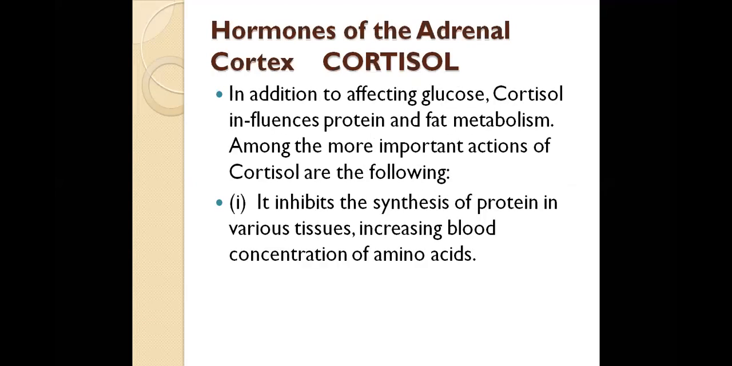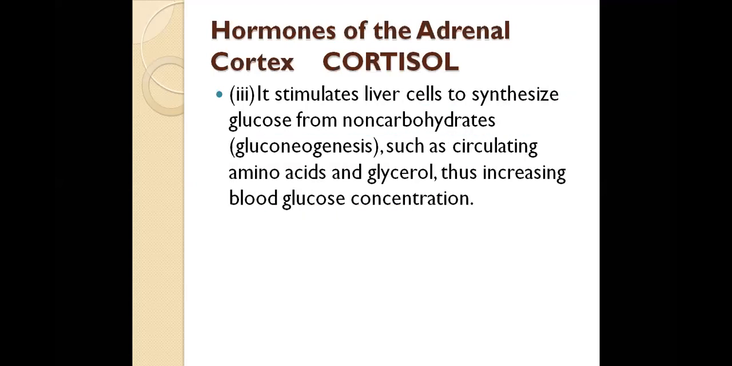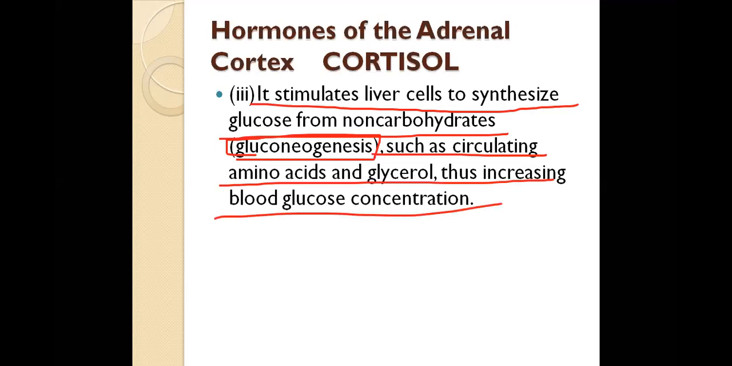Shall we see once? It inhibits the synthesis of protein in various tissues, increasing blood concentration of amino acids. That's the first one. And it promotes the release of fatty acid from adipose tissue, increasing the use of fatty acid as an energy source and decreasing the use of glucose as an energy source. Then the third point, it stimulates the liver cells to synthesize glucose from non-carbohydrate. We call it gluconeogenesis, using circulating amino acids and glycerol, thus increasing the blood glucose concentration. These are the major functions of cortisol. Okay.